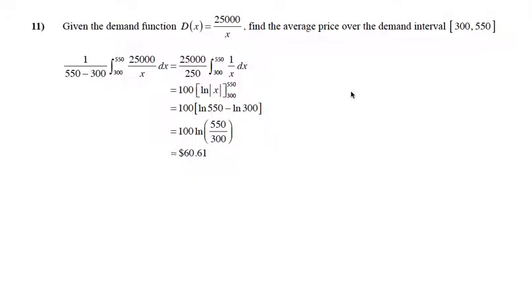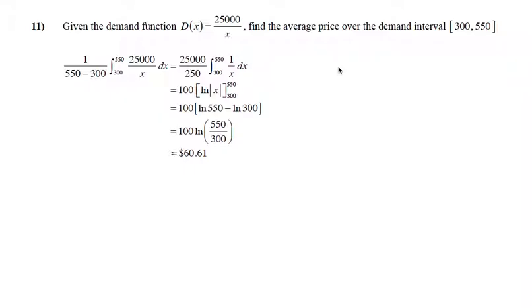In question 11, we're given a price demand function of 25,000 over x. I say it's a price demand function, meaning that D of x actually gives us a price. So even though it's a function of x, the output is a price. Well, we're asked to find the average price over the demand interval 300 to 550.